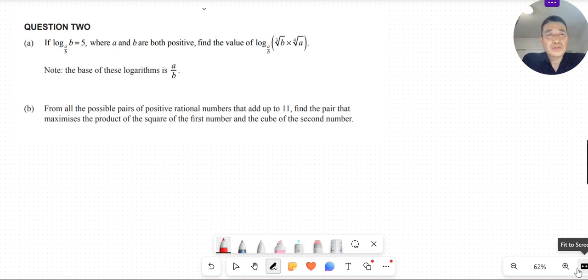Alright, we are doing 2021 Scholarship Calculus, question 2a and b. A, if log b to the base of a over b is 5, where a and b are both positive, find the value of this. Note the base of this log is a over b. Okay. Let's see what we have to achieve. So this equals what?